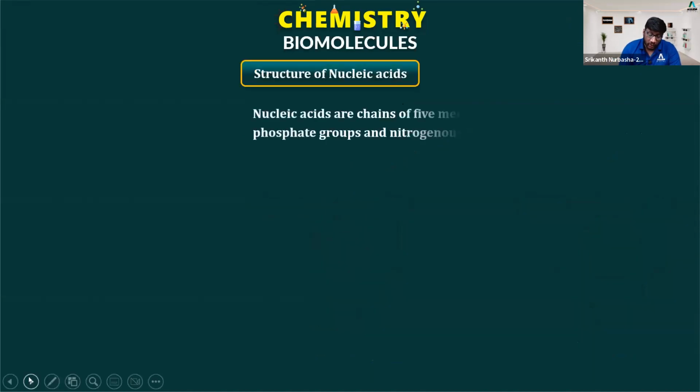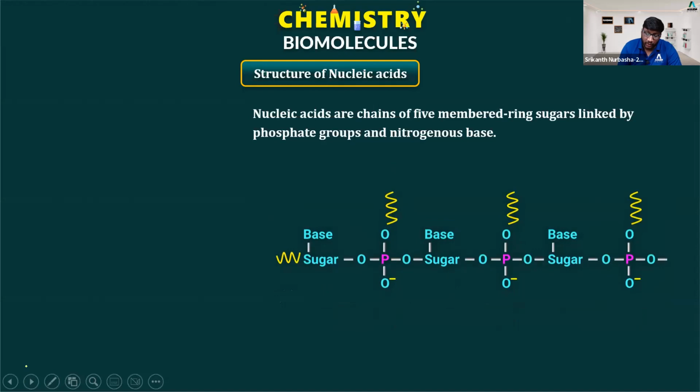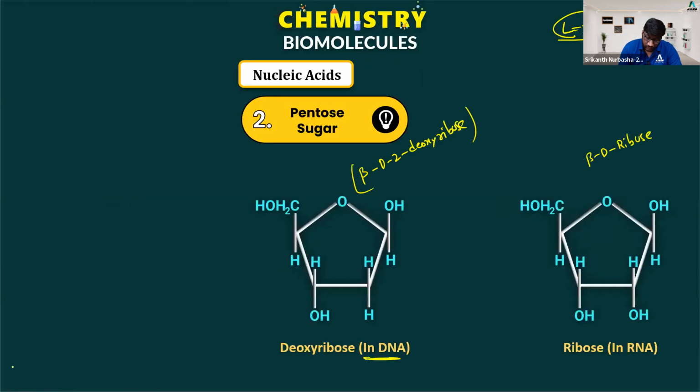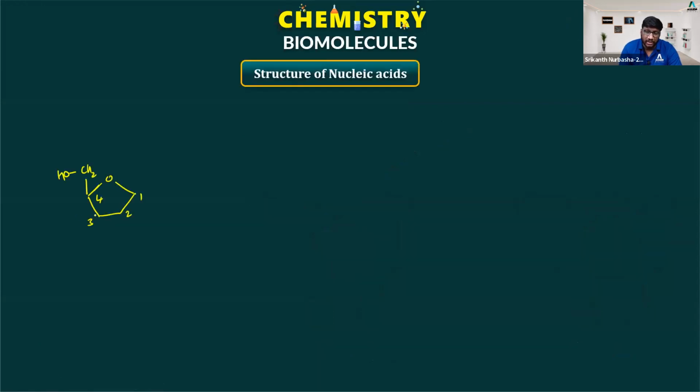If you want to look at the nucleotide, nucleic acids are chains of five-member ring structures linked by phosphate groups and nitrogen bases. Let us take any pentose sugar. This is the first carbon, second, third, fourth, and to the fourth carbon you have CH2OH, that is the fifth. I'm not specifying the configurations at second and third, so it can be DNA or RNA. Where do you have the linkage of a base with the sugar unit? Which carbon?